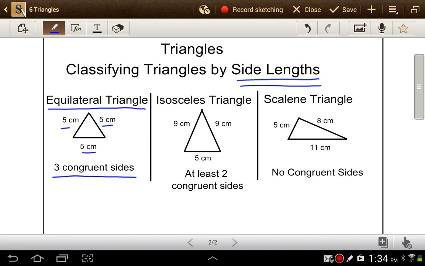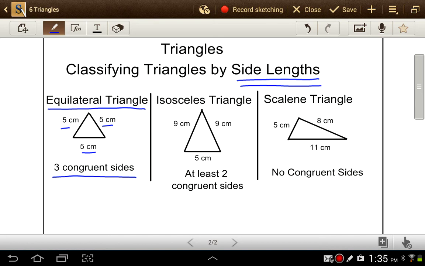Congruent means same length. Now, because all the sides are the same length, this triangle also would be what we call an equiangular triangle, because all the angles would be the same. They would all be 60 degrees. So if I have an equilateral triangle, I also know all the angles are 60. That's how it has to be. Okay, so equilateral triangle, all of the three sides are congruent.